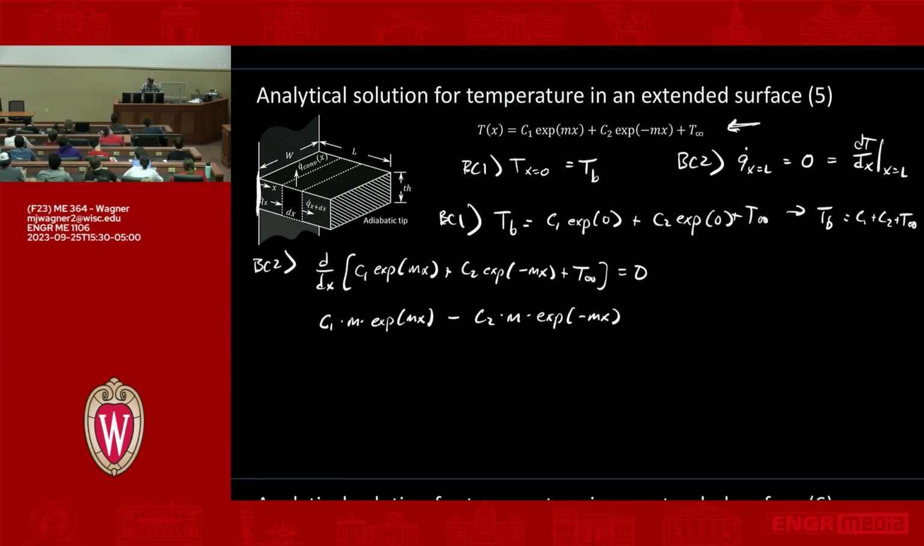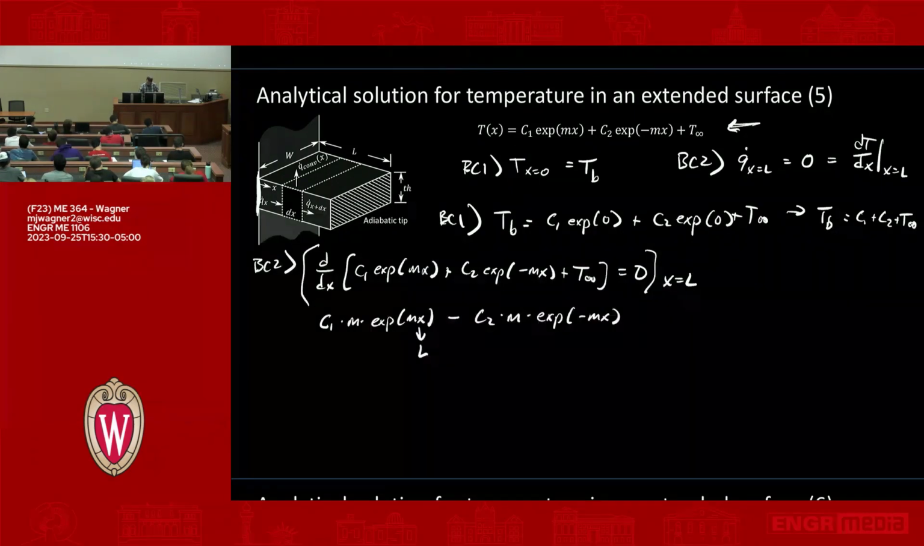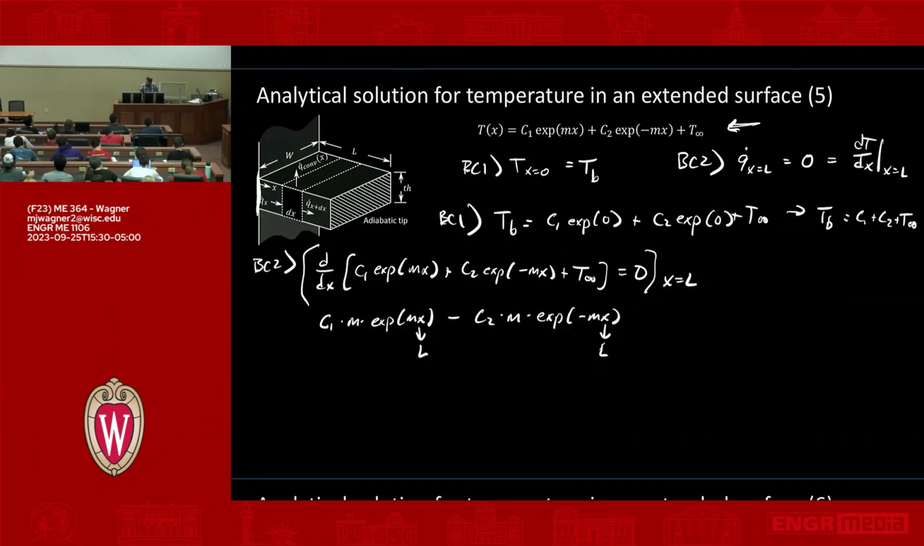I'll put this up here. So all this stuff, let's evaluate at x equals L. So x here is L, x here is L, so I'm not going to rewrite that. That all is equal to 0. Okay, so two equations, two unknowns, C1 and C2. There are no x's left over or anything like that.